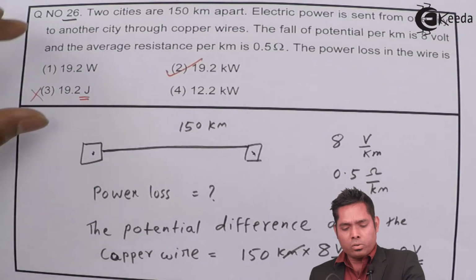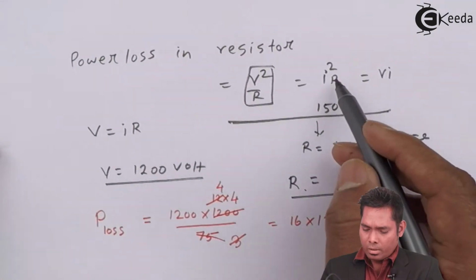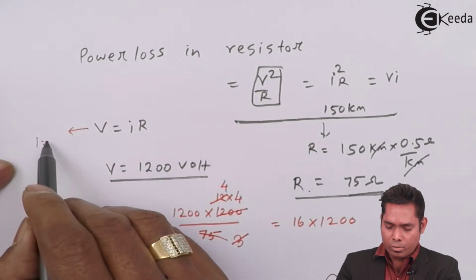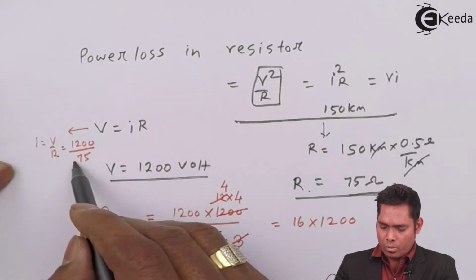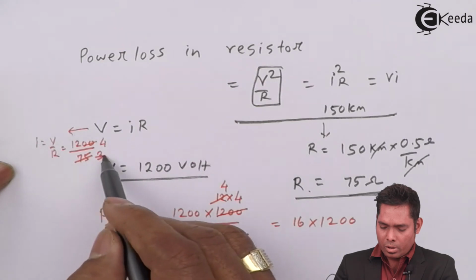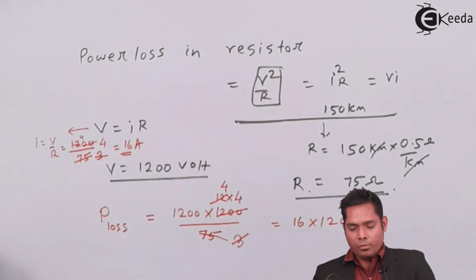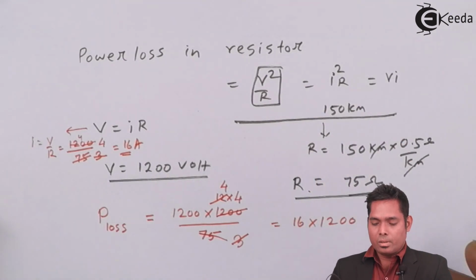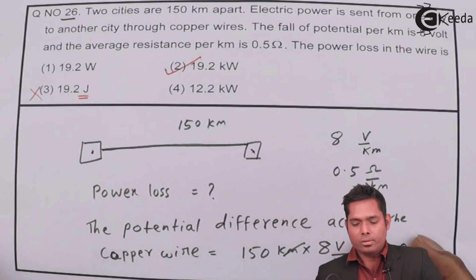You could have also gone for the formula I square R. You can find the current flowing, because I equals V over R. V I have got 1200 and R I have got 75. So 25 3s are 75 and 25 4s are 100, so this is 16. So current is 16 ampere. If current is 16 ampere, then 16 times 16 into R will also give you the same answer. So the answer to this question is 19.2 kilowatt. Thank you.